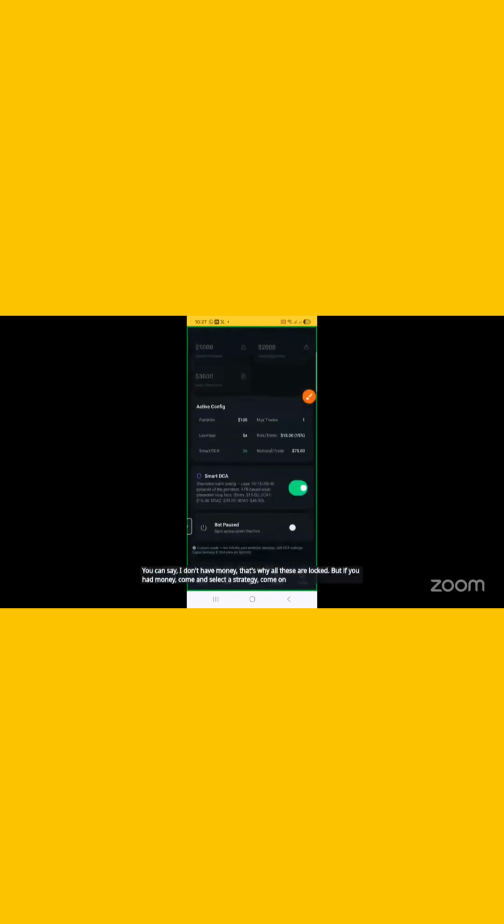Also, come here to strategy. If you have some good money, $200 and above, come and select a strategy. You can say, I don't have money, that's why all these are locked. But if you had money, come and select a strategy. Come also down here and tick all these buttons, and even the full automatic mode should be on.